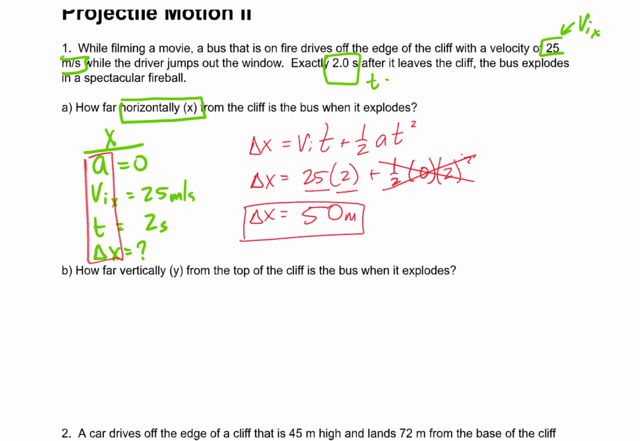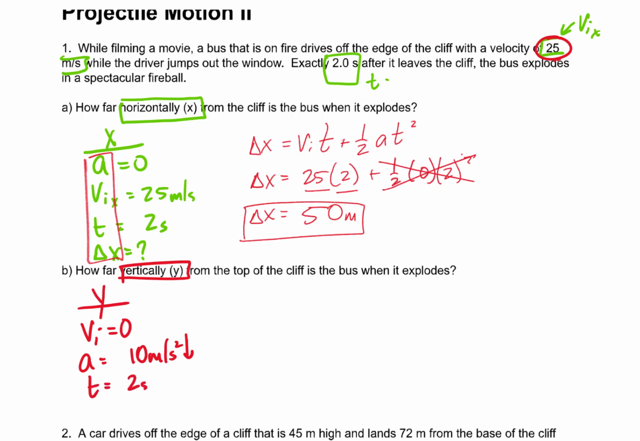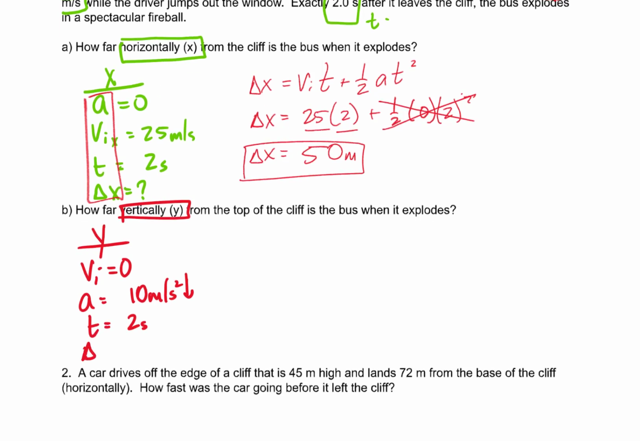The horizontal direction is great because in the horizontal direction, constant velocity, no acceleration, super easy equations. But in the vertical direction, if I drive off the cliff and my velocity is in the x direction, in the y direction, in the vertical direction, my initial velocity in the y direction is going to be equal to 0. And in the y direction, my acceleration is 10 meters per second squared down, and my time is still 2 seconds, and what I want is delta y.